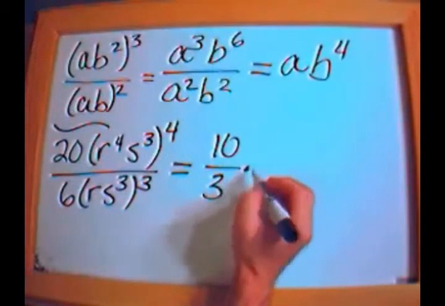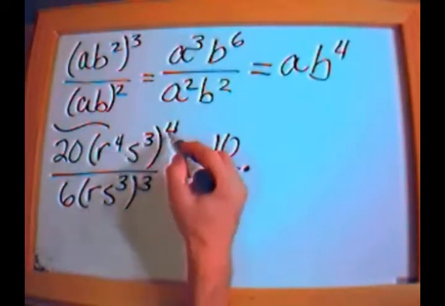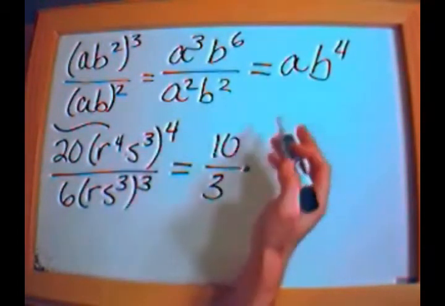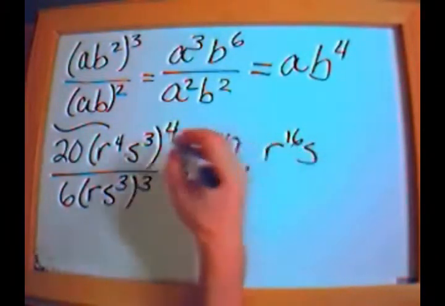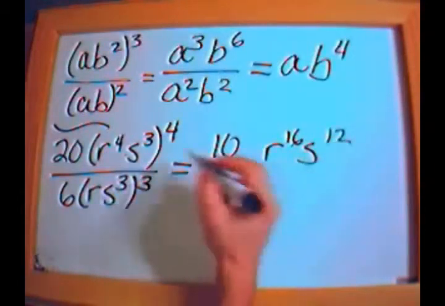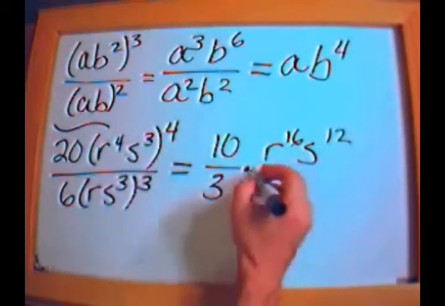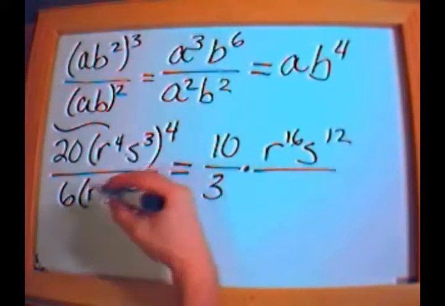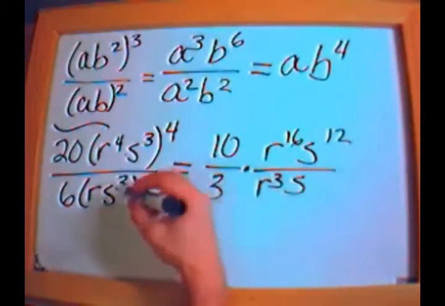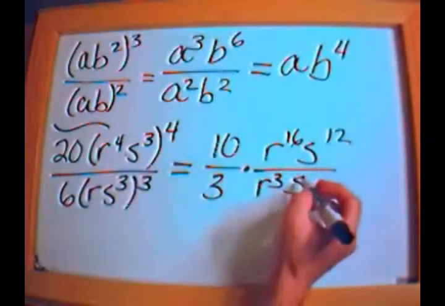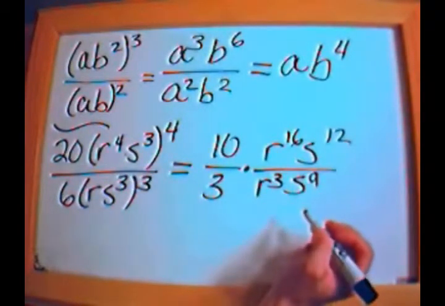Okay. The next thing I'm going to do is take care of this fraction. I'm going to distribute this 4 in as an exponent. I'm going to get r to the 16, because 4 times 4 is 16, times s to the 12, because 3 times 4 is 12. All I did was move the 4 in and multiply them, over r raised to the 3rd power, because the 3 goes in, and then s, and the 3 goes in, and so 3 times 3 is 9, so I've got a 9th power there.